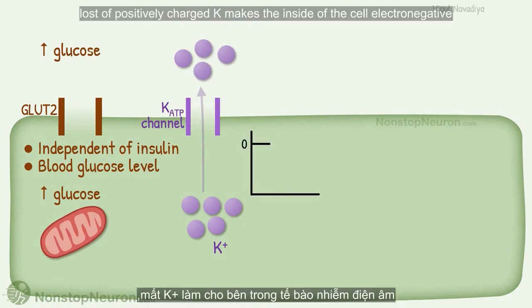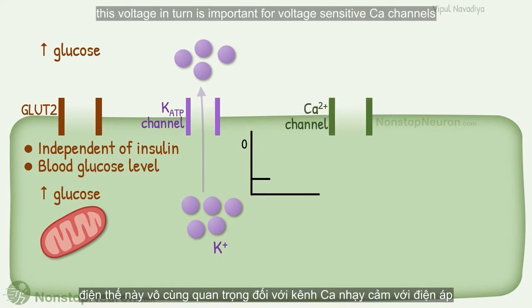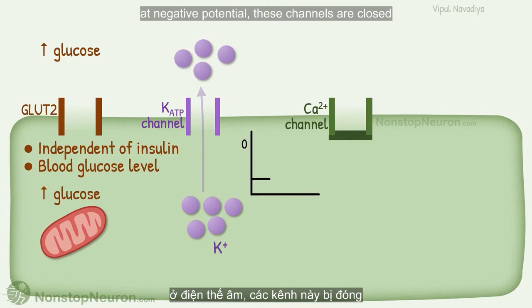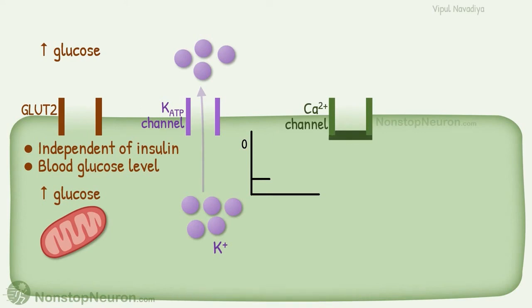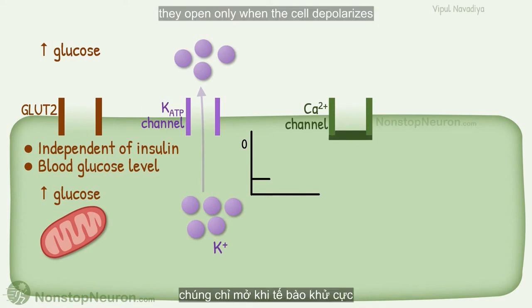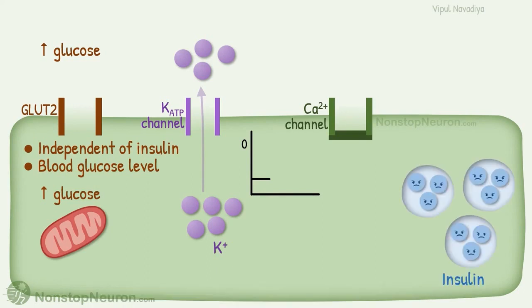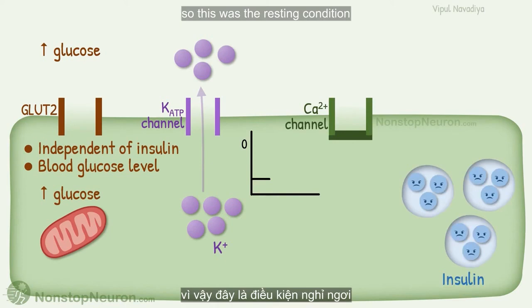Loss of positively charged potassium makes the inside of the cell electronegative. This voltage in turn is important for voltage-sensitive calcium channels. At negative potential, these channels are closed. They open only when the cell depolarizes. Finally, we have preformed insulin stored in secretory vesicles. So this was the resting condition.